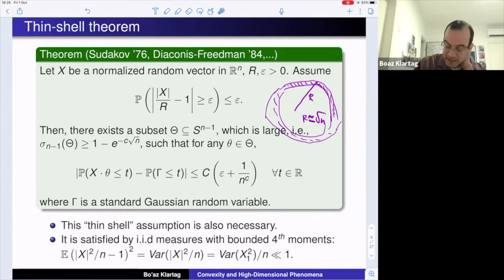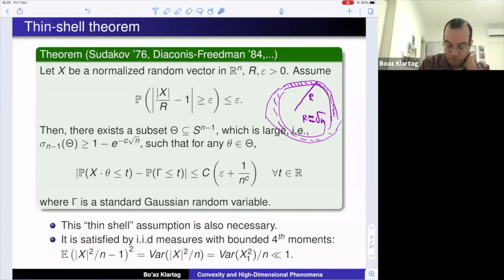And let's just relate it to the classical central limit theorem. Let's verify that indeed, if you have independent identically distributed random variables, so these product measures, let's say with bounded fourth moments, then indeed it is satisfied. So we want to show that the Euclidean norm of X is very close to root of n, or equivalently that |X| squared over n is very close to 1. The expectation of (|X|^2 over n minus 1) squared is just the variance of |X|^2 over n.